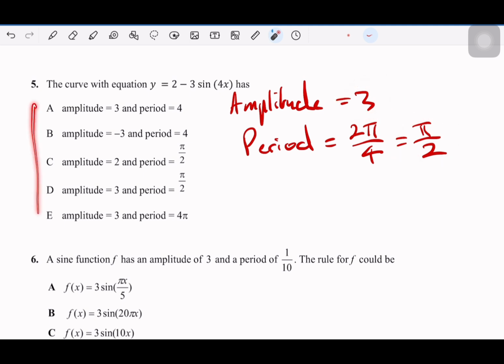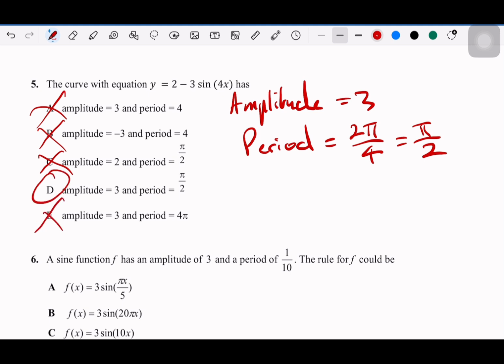With the amplitude of 3 and a period of pi over 2, we can search for the answer in one of these 5. A says amplitude of 3, correct, but the period isn't 4, so incorrect. B says amplitude negative 3, and it'll never say negative. Amplitude is just 3. C says amplitude is 2, instantly incorrect. D says amplitude is 3 and period pi over 2, which makes D our answer. And as you can tell, E says the period is 4 pi, which we know not to be the case.